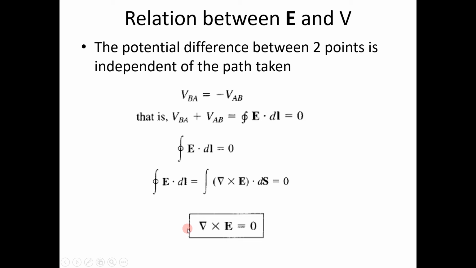So the first Maxwell's equation was derived from Gauss' law, which was del dot D is equal to rho. This is the second Maxwell's equation, that is curl E is equal to 0. Okay, so this is how you derive the second Maxwell's equation from the relation connecting VAB and E, electric field intensity and potential.